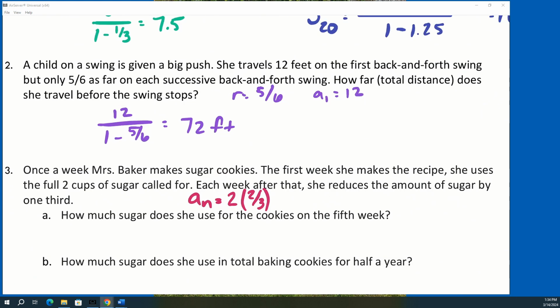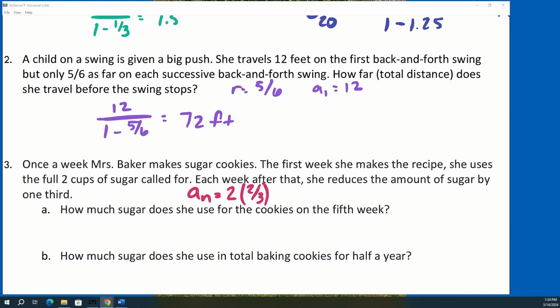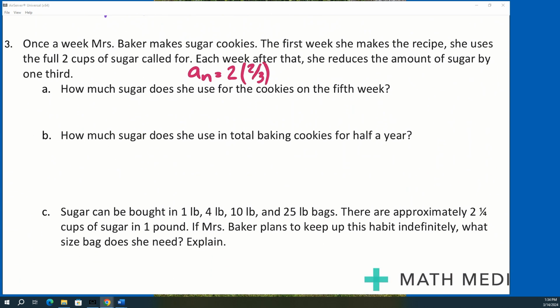So the swing question says only 5/6 of the swing remains, so we use 5/6. It was reduced by 1/6. Oh, that's kind of confusing. All right, and then that's going to be raised to the n minus 1. All right, so the 5th week, we're going to put 5 in for n. So on the 5th week, she only uses 0.395 cups of sugar in her cookies. Nobody's going to eat those cookies.